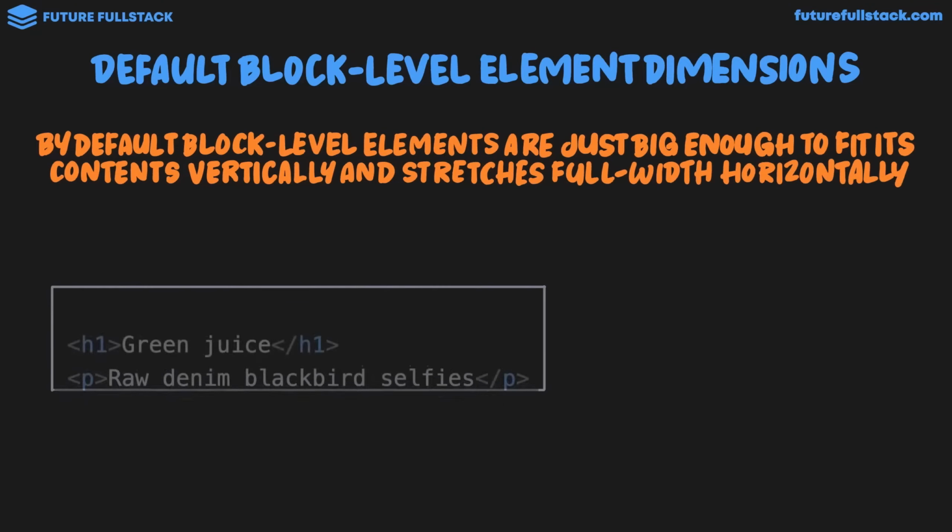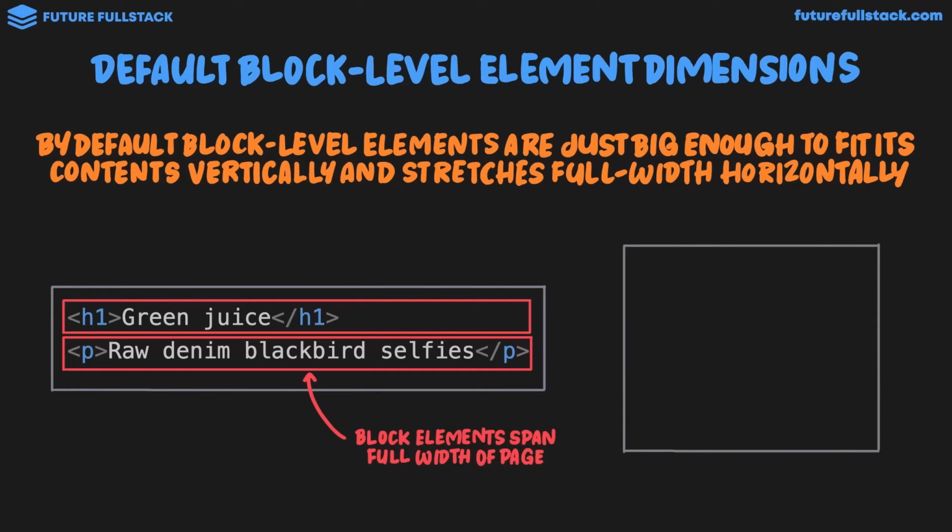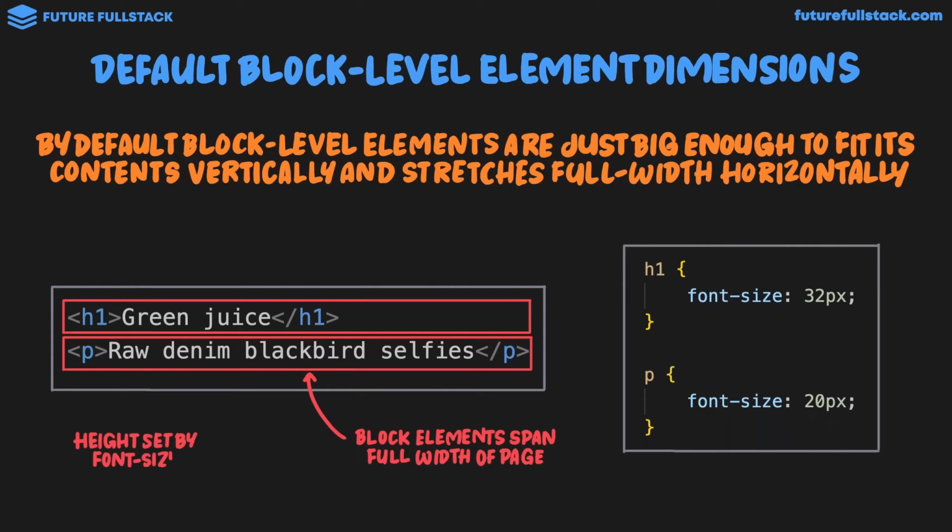Looking at some example markup, I have an H1 and paragraph. In the browser, these block elements will span the full width of the page, irrespective of which block element it is. Whether it's a heading or paragraph, it will span the full width of the page. So let's apply some CSS so we can look at the height. In this example, I'm applying a font size of 32 pixels to the H1 and a font size of 20 pixels to the paragraph. So these elements' height is set by the font size.